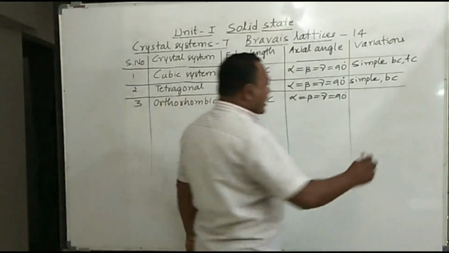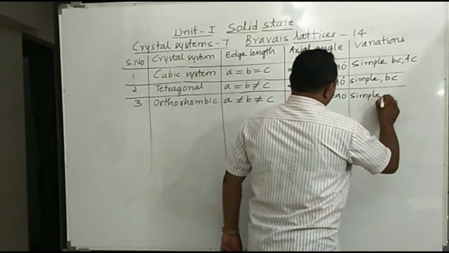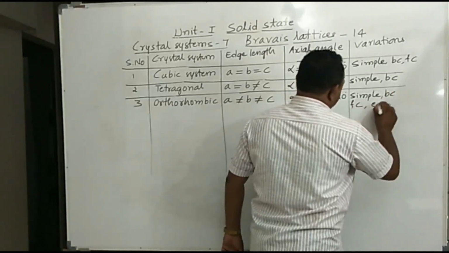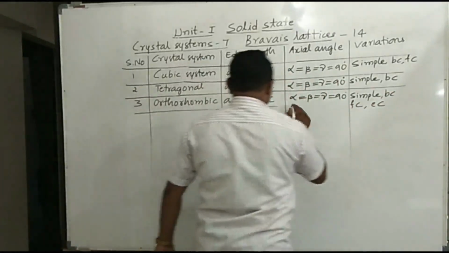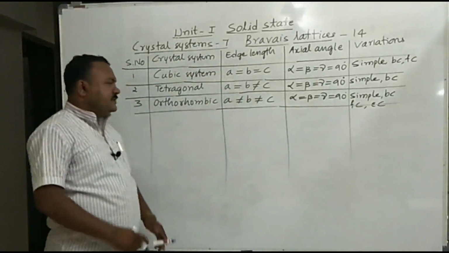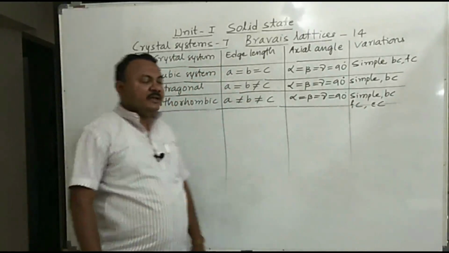And in this, we are getting all 4 unit cells: simple, body centered, face centered, and end centered. All 4 types we got in the orthorhombic system. Which are those? Simple, body centered, face centered, and the end centered.